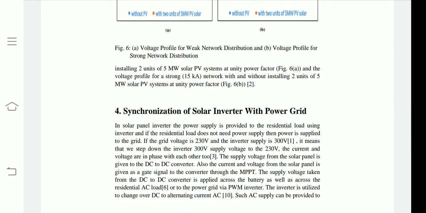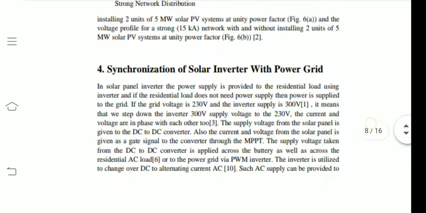Now, synchronization of solar inverter with power grid. In a solar panel inverter, the power supply is provided to the residential load using the inverter, and if the residential load does not need power supply, then the power is supplied to the grid. The supply voltage taken from the DC to DC converter is applied across the battery as well as across the residential AC load or to the power grid via a pulse width modulation inverter.